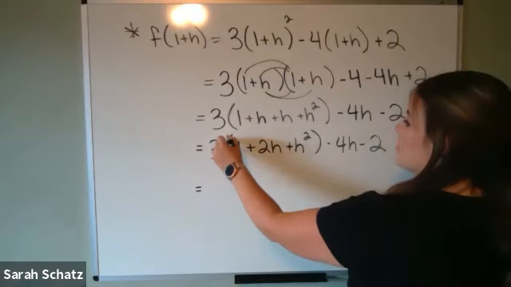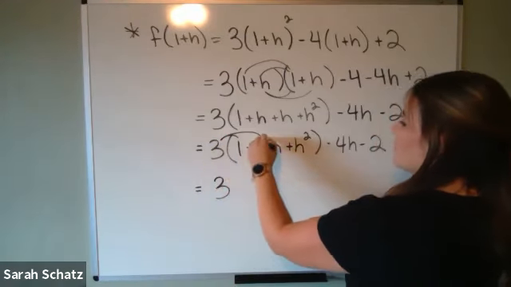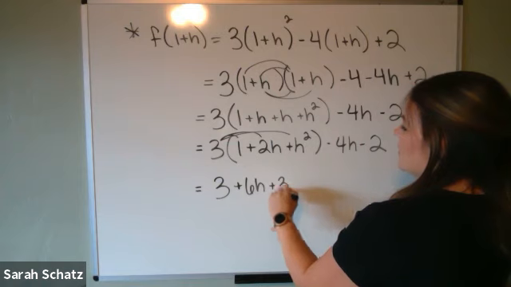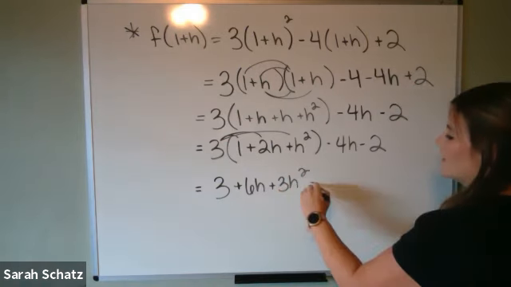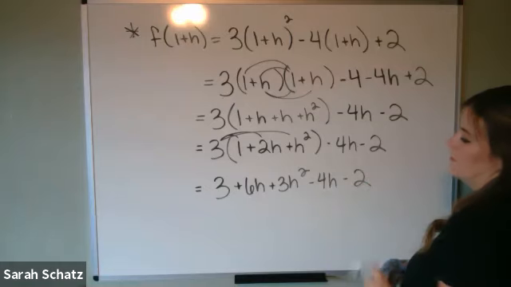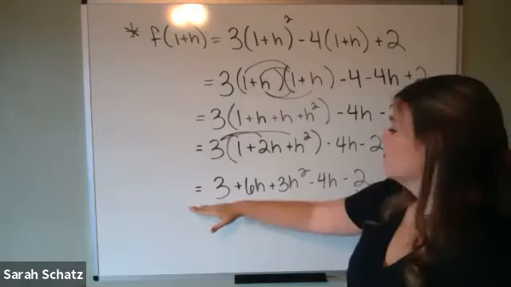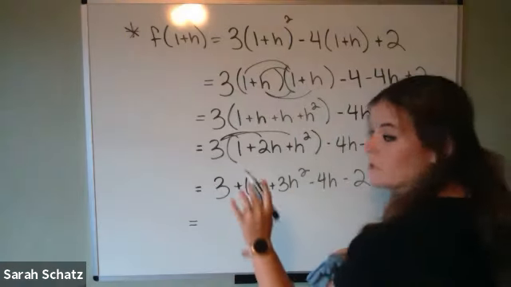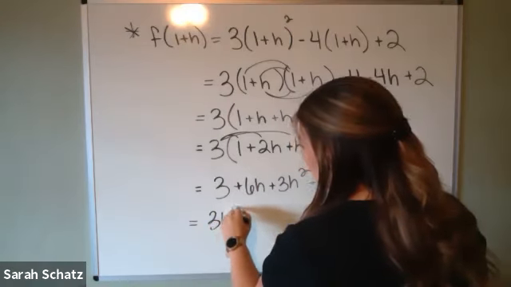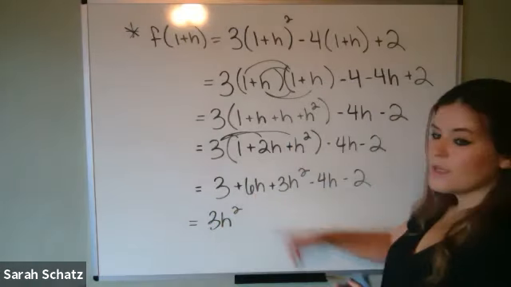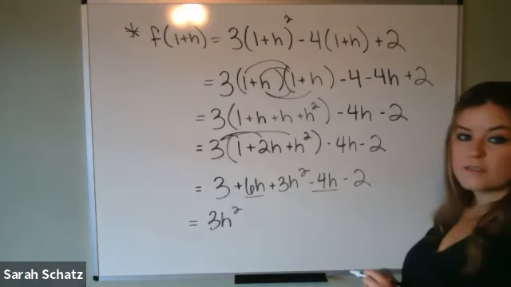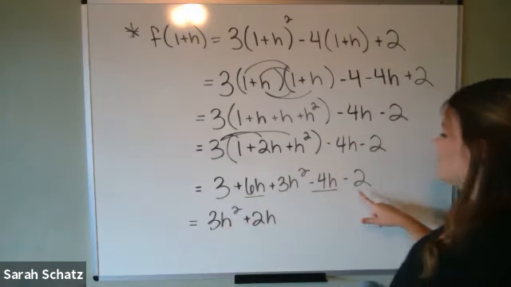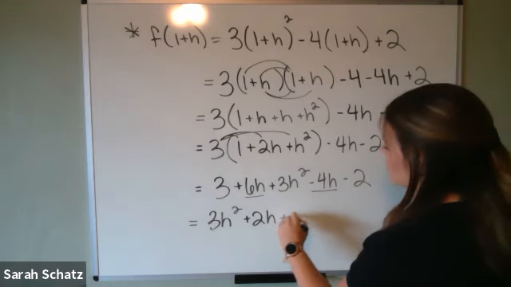So let's distribute this 3 now. So 3 times 1 is 3. We're going to have plus 6h. We're going to have plus 3h squared minus 4h minus 2. Now all we have to do is combine like terms. So let's see what we have. We have 3h squared, and just one of those terms. I'm going to put that in the front. So I have 3h squared. I have plus 6h and minus 4h, so that will leave us with plus 2h. And then here I have 3 minus 2, so that'll leave us with a plus 1.